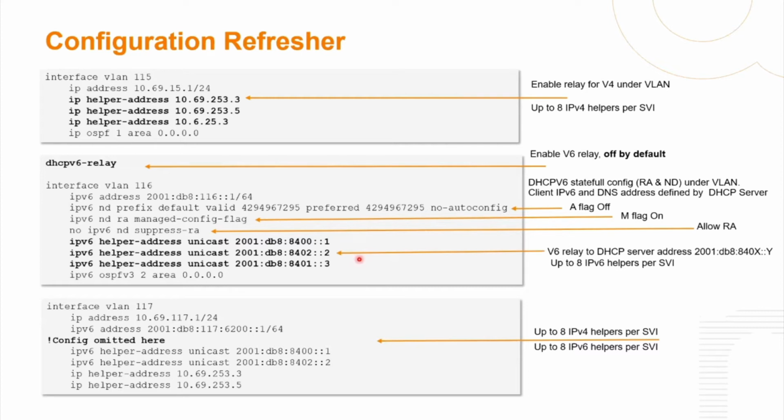Again, 8 helper addresses. And then if you're in the scenario where you're using a dual stack, it's basically the same scenario, except that we support 8 of each under each VLAN.